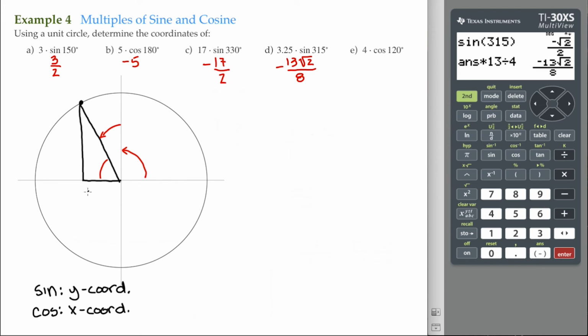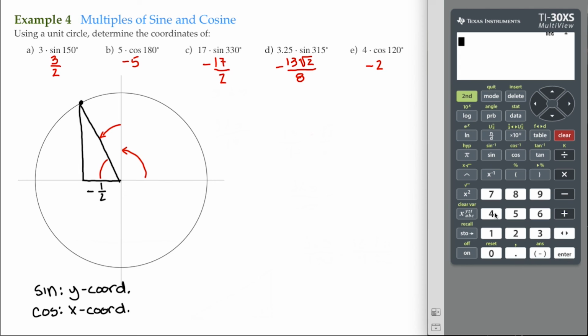This is going to be negative 1/2. Don't forget it's going back. So that's going to be negative 1/2. Times that to 4. 4 times negative 1/2, that's negative 2. So we'll give it a try. 4 times the cosine of 120. And it's negative 2. So we should always use the unit circle to help us with our calculator work, and vice versa. You should work them in tandem, work them together rather than separately.